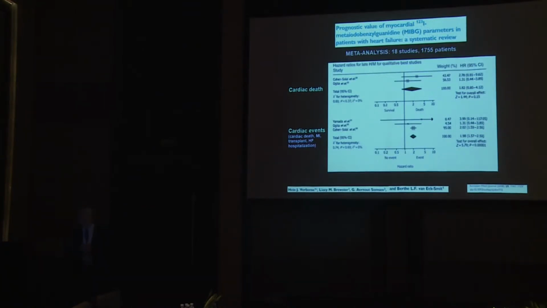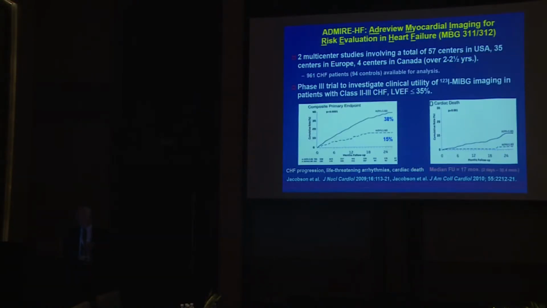A meta-analysis done by Verberne showed that high washout and low heart-to-mediastinal ratio, looking at 18 studies, close to 2,000 patients, showed worse outcome, cardiac death, and other cardiac events.